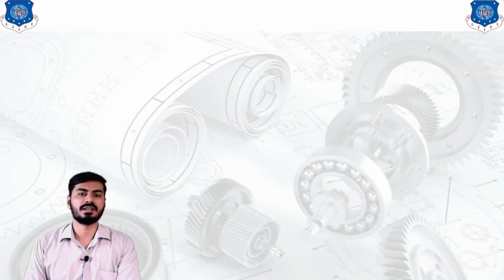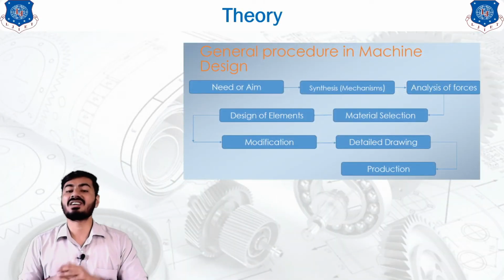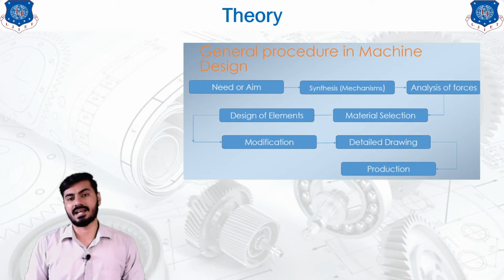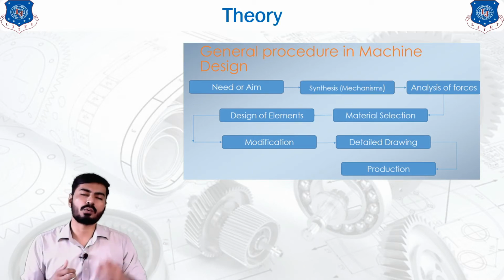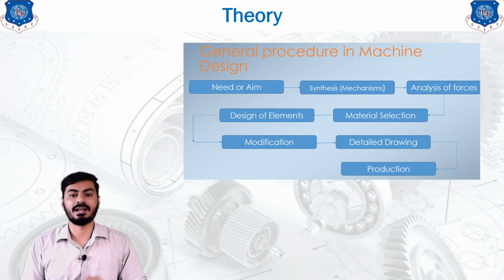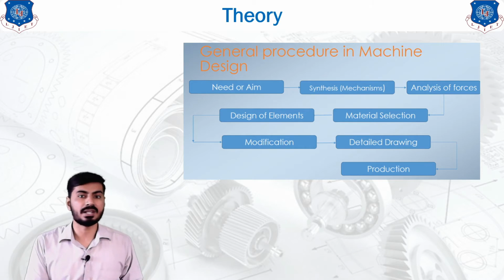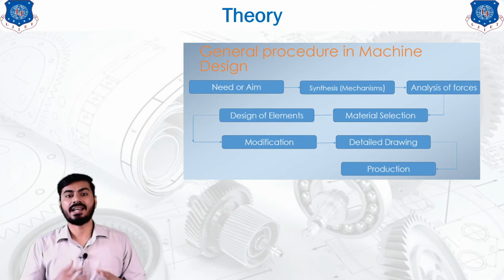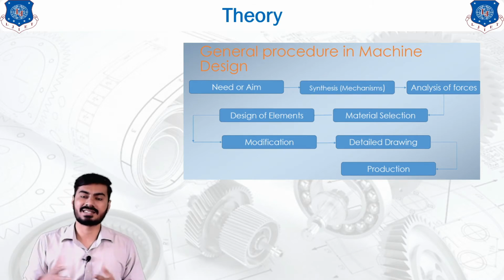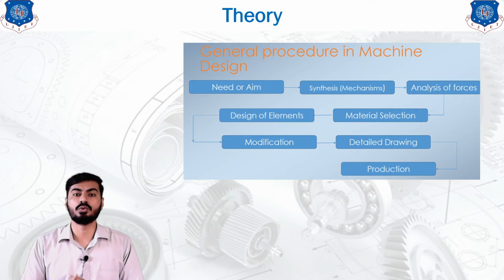Now we will see another theoretical portion of this chapter, and that is nothing but the general procedure in machine design. So what are the procedure, or what are the steps that are used in machine design? And these are basically 8 steps which can be asked in your examination for 5 to 7 marks. And if they are asked for 7 marks, then you need to elaborate each and every step so that you can get the full marks up to 7.